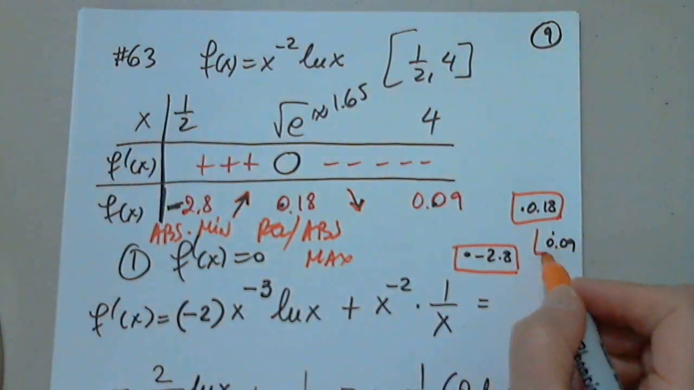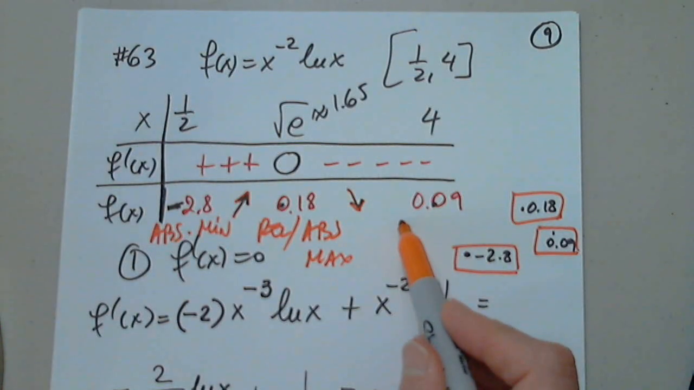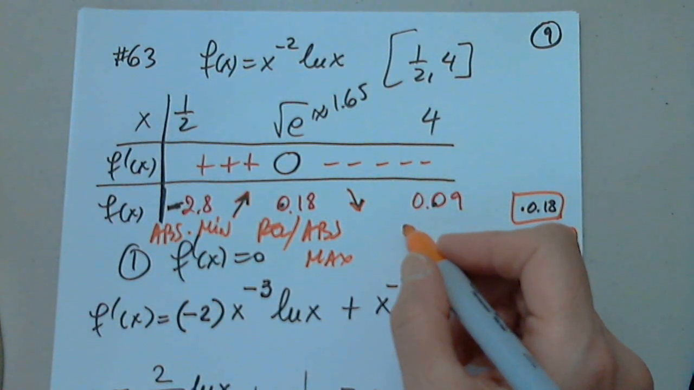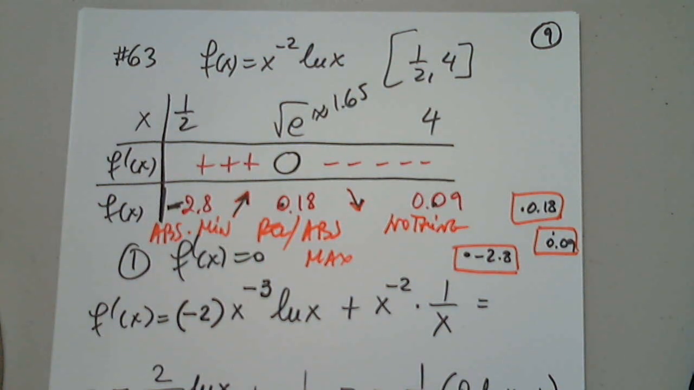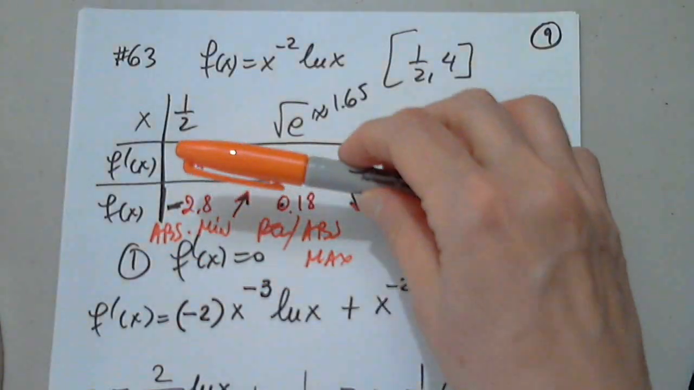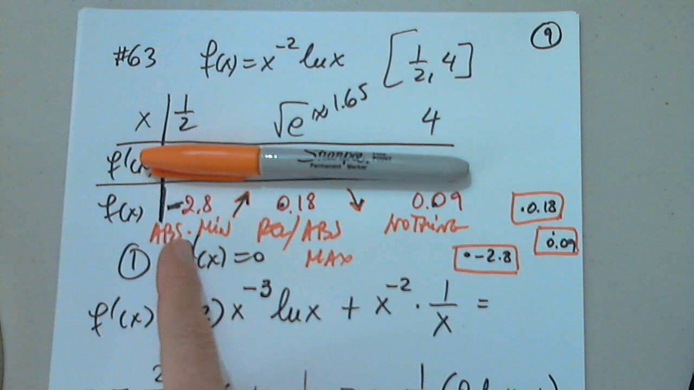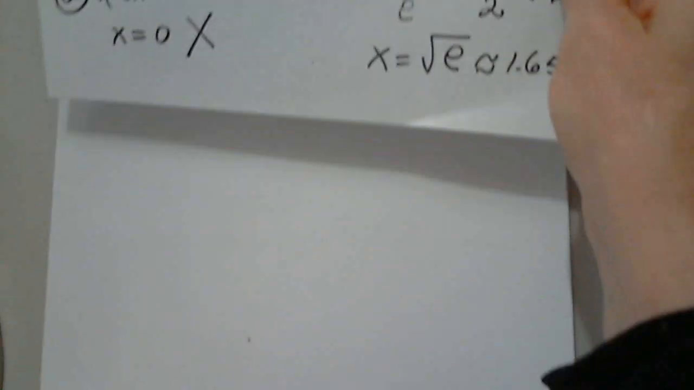Last one. What type of point is 4, comma, 0.09? It's nothing. Yes. I think we got the picture, and I think we learned a lot so far today, what the first derivative is telling us about the function. So let's summarize that because it's crucial moving forward.